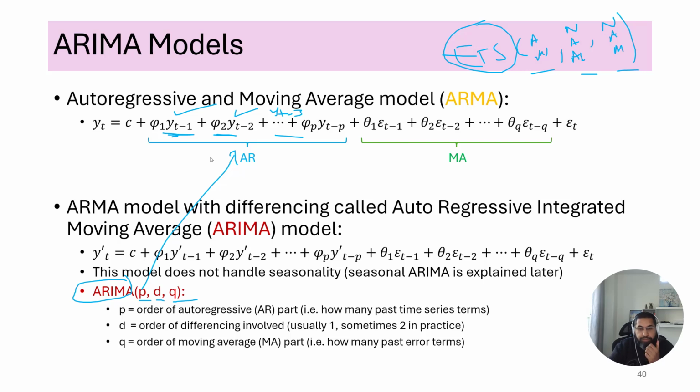Okay. D means the order of differencing. For all practical purposes, D is always going to be 1, and sometimes really D will be 2.